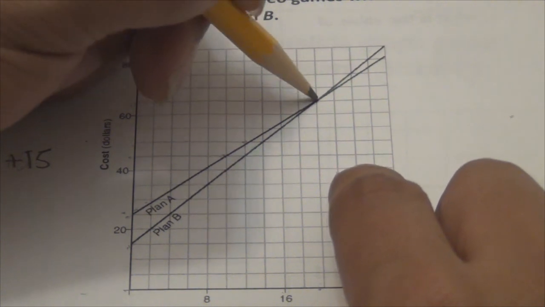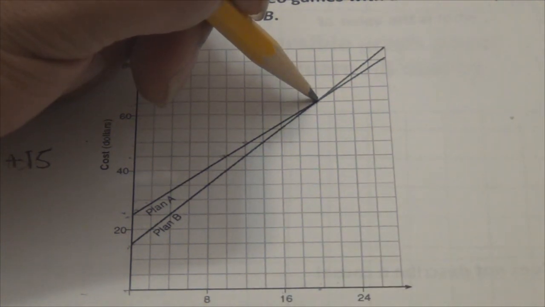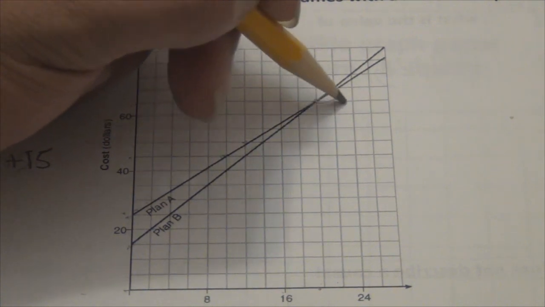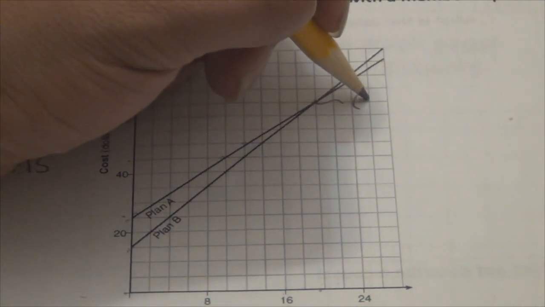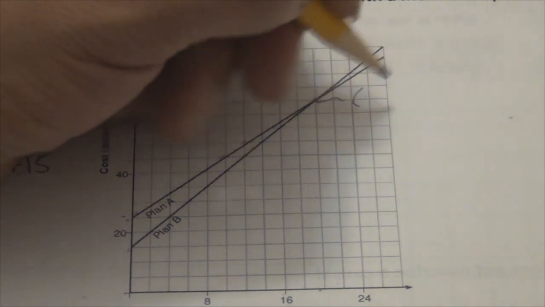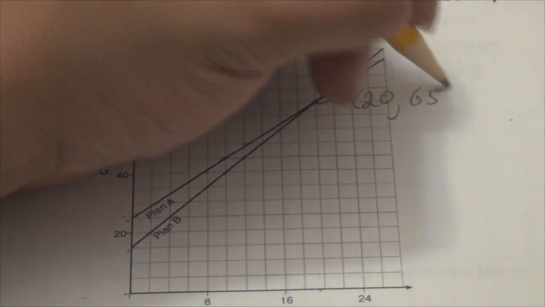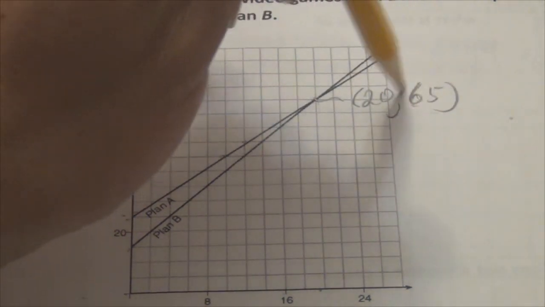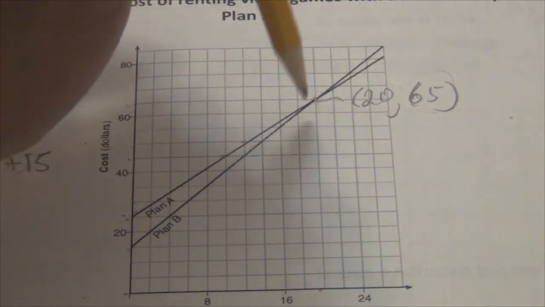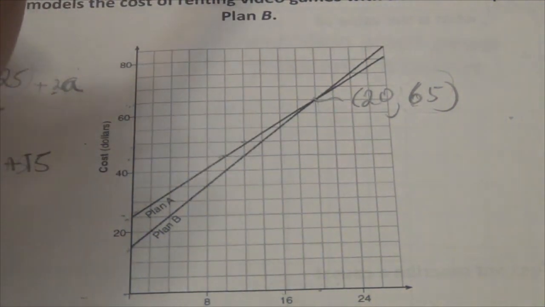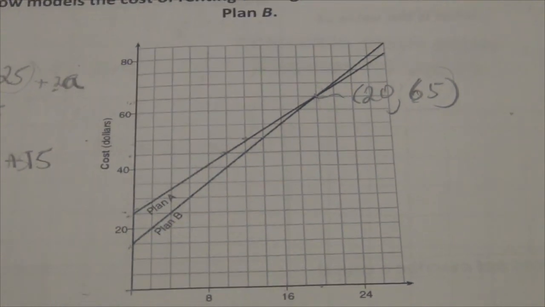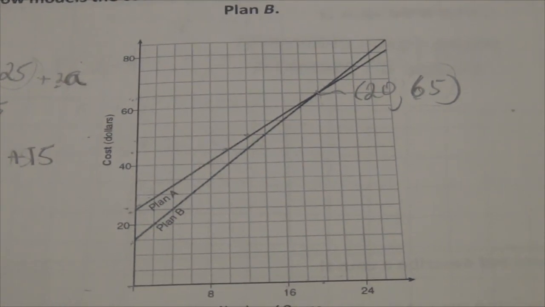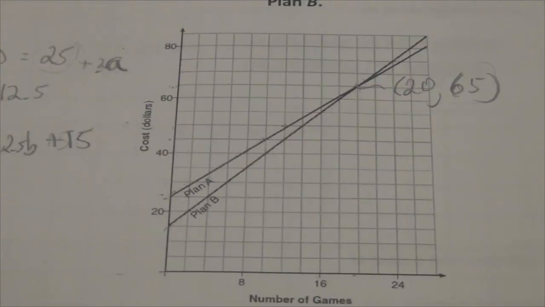When they intersect, that means that they both have the same ordered pairs. That means that for both lines, this is nothing more than 20, 65. Meaning that he could spend $65 and he's gonna get 20 games with either plan A or plan B. So what you're gonna be writing is, it does not matter. Okay, I'm dictating to you. It does not matter, as he can rent 20 games under either plan. Got it? That's what you do.